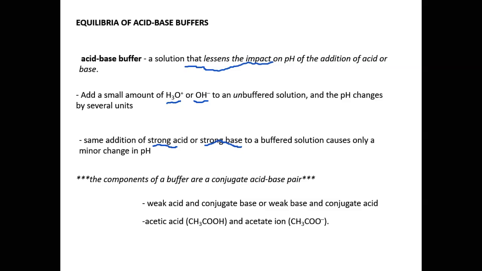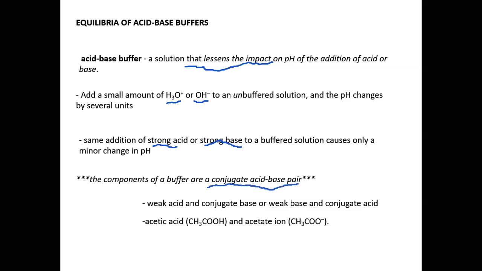Now there are times when you can destroy a buffer, and we'll talk about that in a little while. But for the most part, when you add small amounts of a strong acid or strong base to a buffer solution, you cause very slight changes in the pH, usually within plus or minus 1 pH unit of the pKa of the weak acid in the buffer. And buffers are typically a conjugate acid-base pair.